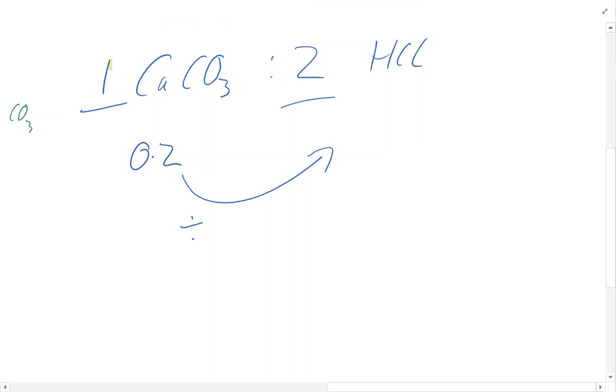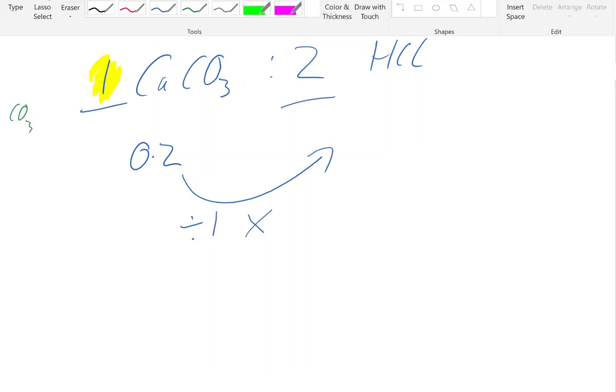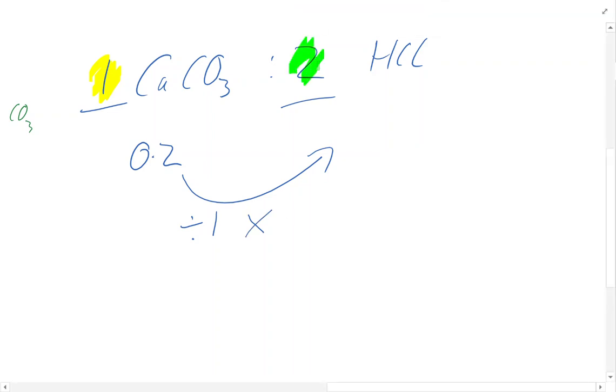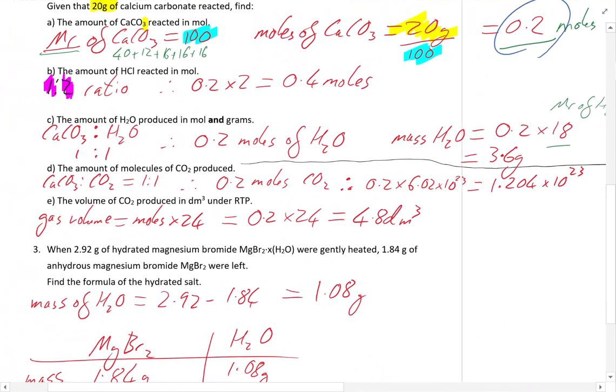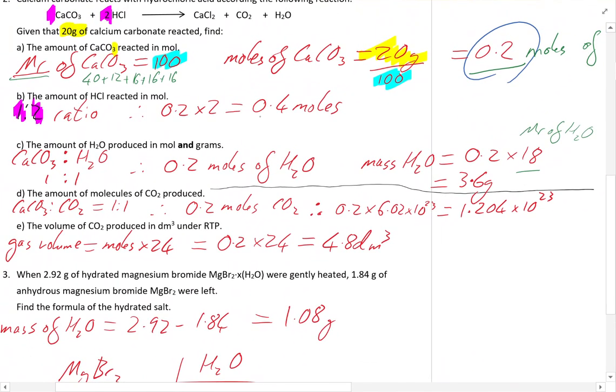So that would be dividing by 1. And I times by the coefficient of the one I'm trying to find out. So that would, in this case, be 2. Okay, and this would then give you 0.4. So going back to our question, 0.2 times 2 equals 0.4 moles of HCl.